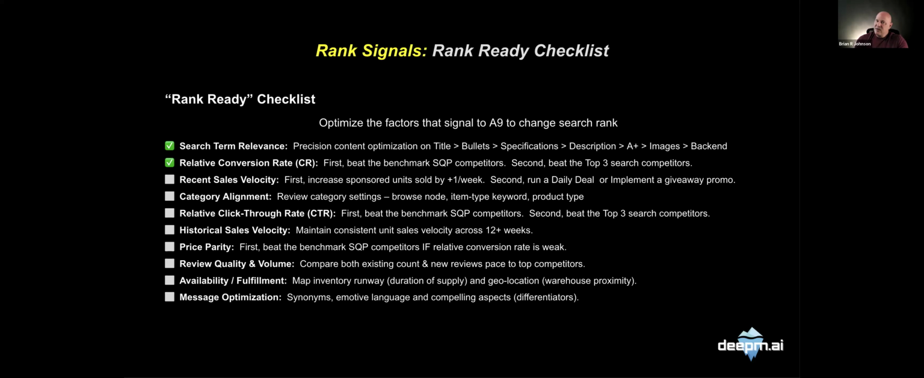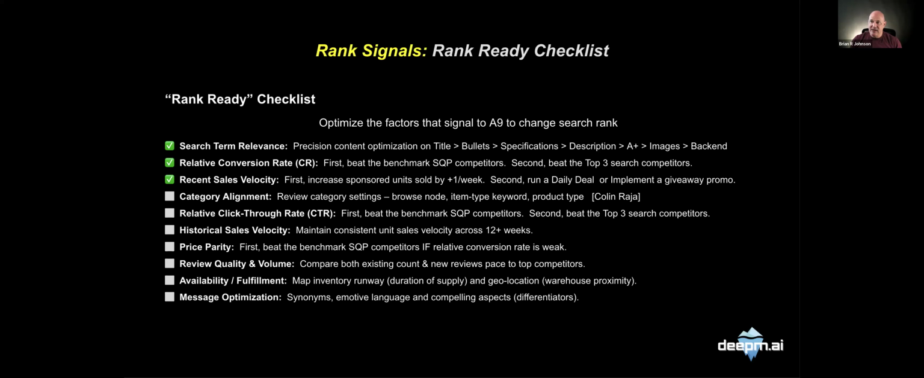And I know this shouldn't be anything new that you're hearing, but I am overemphasizing it specifically because if you are not in the practice of looking at things like your search query performance reports and some of the other reports to benchmark your relative performance on multiple metrics at the search term level, compared to the rest of your niche and your top 3 competitors, then you are missing a huge opportunity to rank higher on terms that you actually convert on. All right, let me keep it moving forward here. Recent sales velocity.